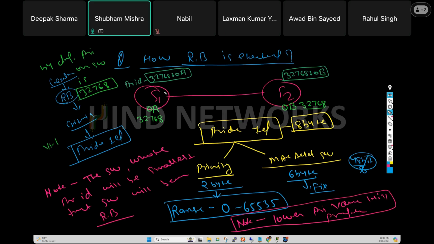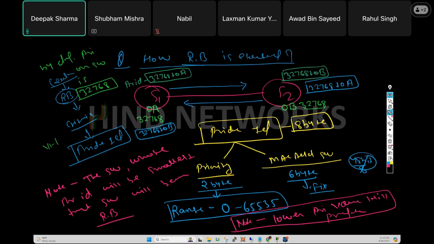It means switch number 1 has to share this bridge ID with switch number 2, and switch number 2 needs to share this bridge ID with switch number 1. Yes or no? Now switch number 1 has its own bridge ID, and gets switch number 2's bridge ID, that is 32768 plus 0B. And switch number 2 has its own bridge ID, and gets one more bridge ID, that is 32768 plus 0A. Yes or no?